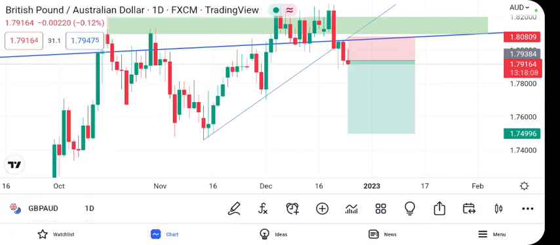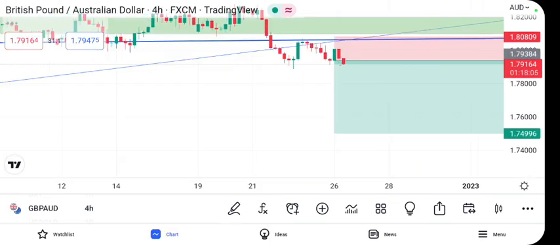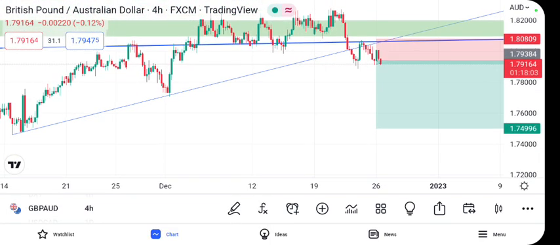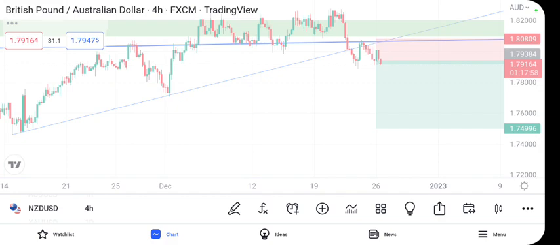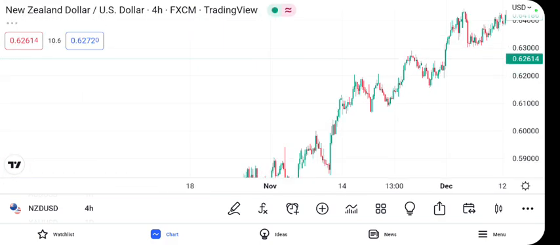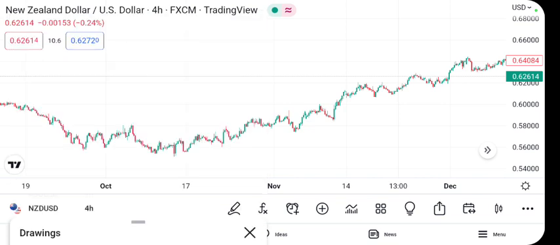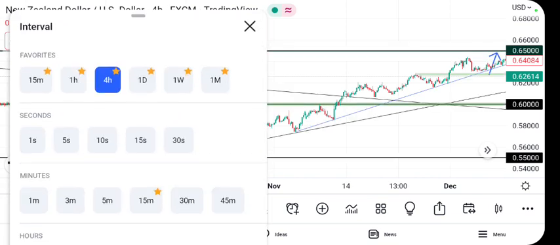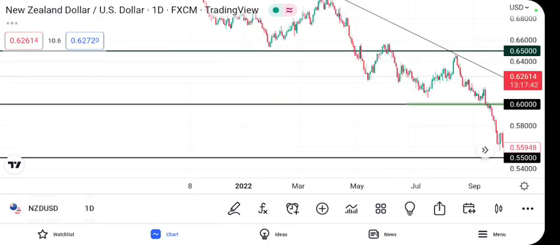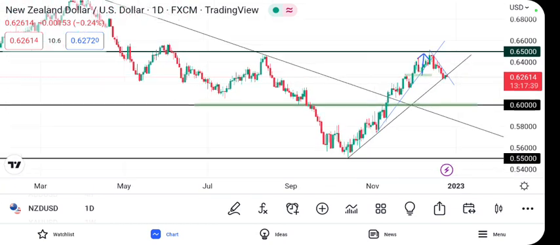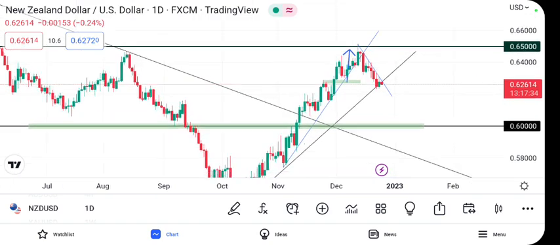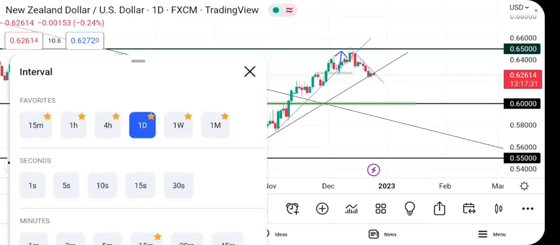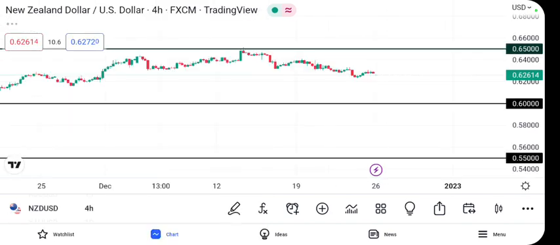Okay, let me show you another example. We have NZDUSD, New Zealand dollar. Now let me go to the daily. Now look, this is a perfect example. Look what is happening here. Let's just go to the 4 hour.